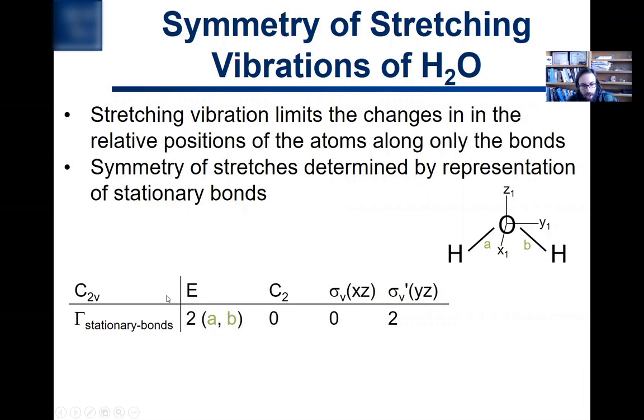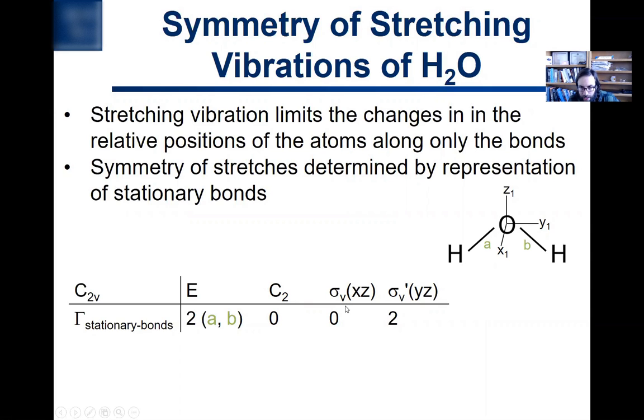operations. So identity operation, I've labeled the 2 OH bonds as A and B. The identity operation, well, that is going to take bond A and leave it at bond A, and it's going to take bond B and leave it at bond B. So I'm going to put a value of 2 there. The C2 operation, well, that's spinning the molecule 180 degrees. So bond A is going to get converted into bond B, and bond B is going to get converted into bond A. So none of the 2 bonds stayed the same, 0.